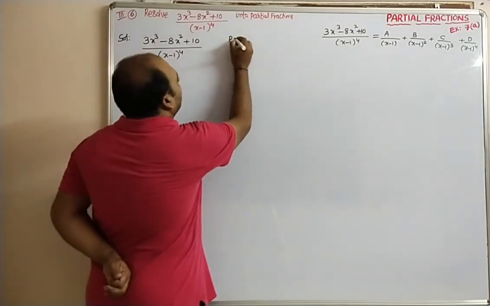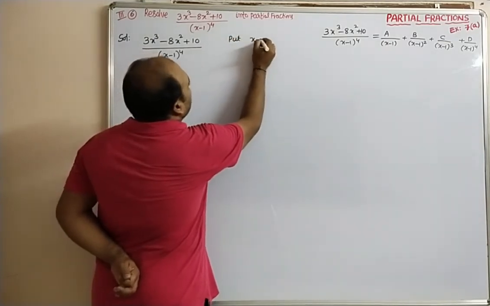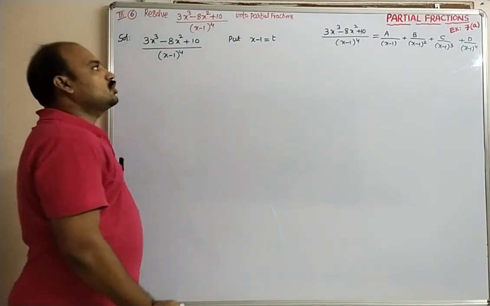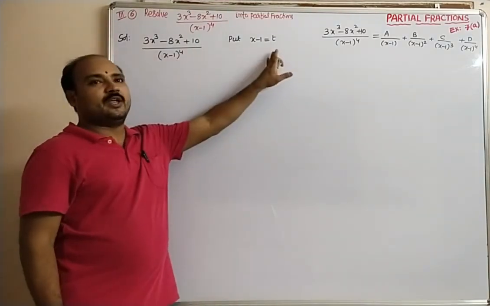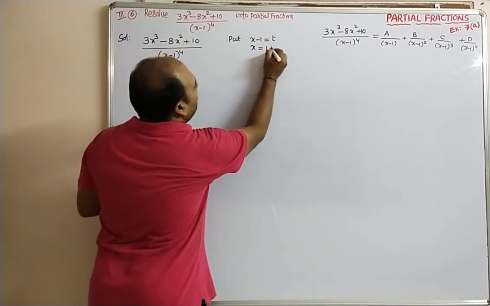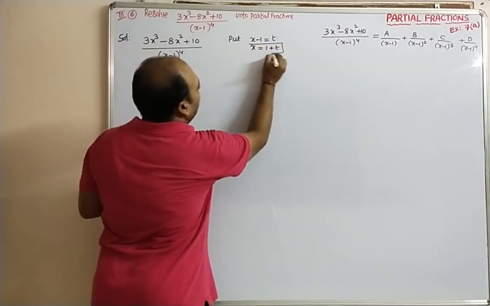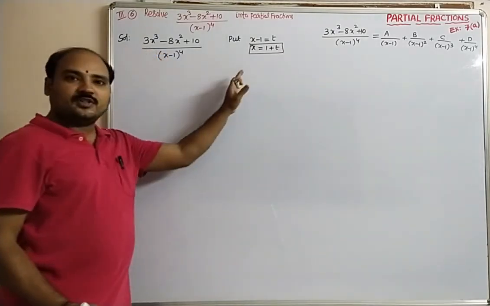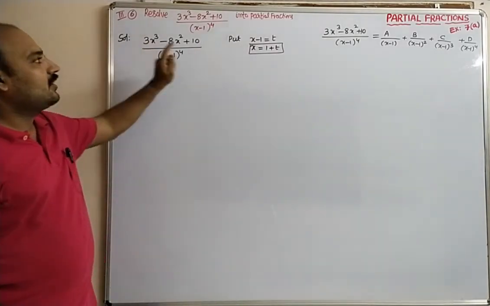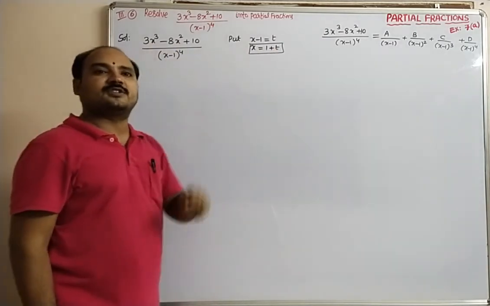So put x minus 1, which is repeated, as t. So x minus 1 equal to t. Then x in terms of t we have to write: x is equal to 1 plus t, or t plus 1. After this step, wherever x is there, you have to replace it in terms of 1 plus t.